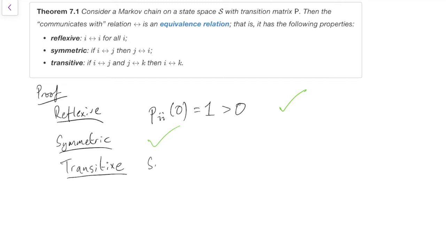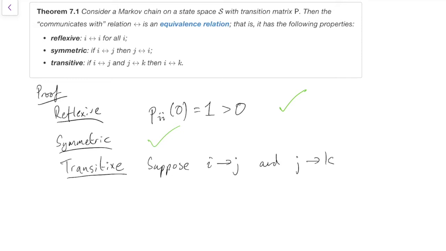So let's do it in one direction first. Suppose i goes to j and j goes to k. We need to show that we can get from i to k. Can we do that? Well, yes, we could take the route that goes via j to get from i to k, right? If we wanted to get from i to k, we could get there by going via j. So we just need to be a little bit clever to write that down in mathematics.